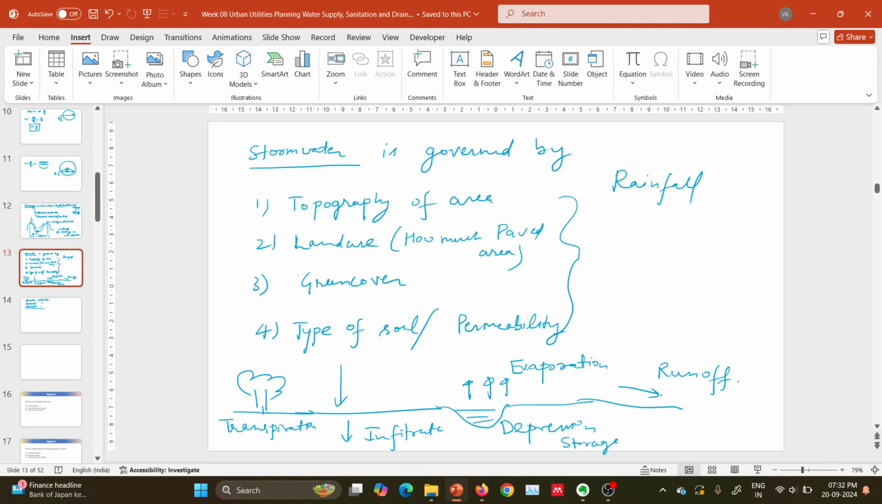So this runoff will go into the stormwater drainage. Stormwater drainage.